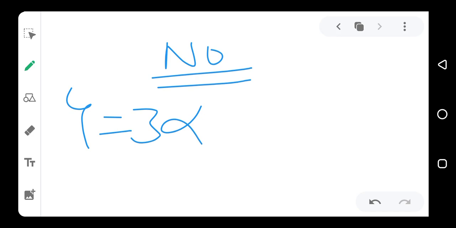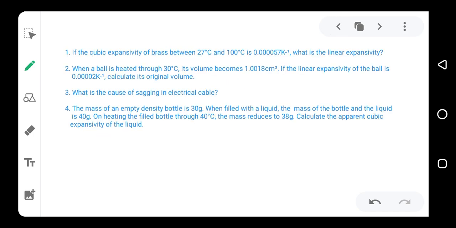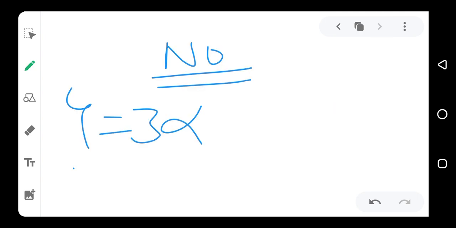Now we are given gamma, that is, we are given the cubic expansivity, and we are given temperature change. But in the relationship between the cubic expansivity and linear expansivity, there is no temperature. So the temperature given in the question is just to confuse a student that doesn't know the relationship between cubic expansivity and linear expansivity. The temperature change is not needed at all to get your answer in this question.